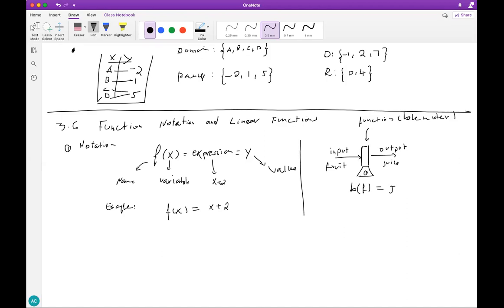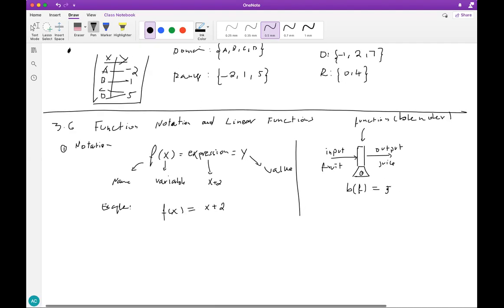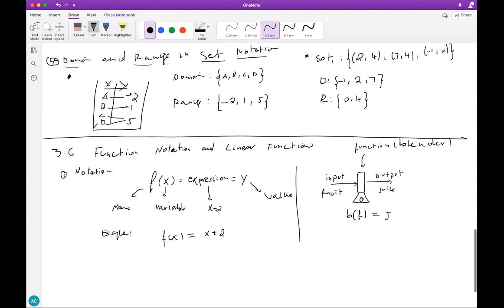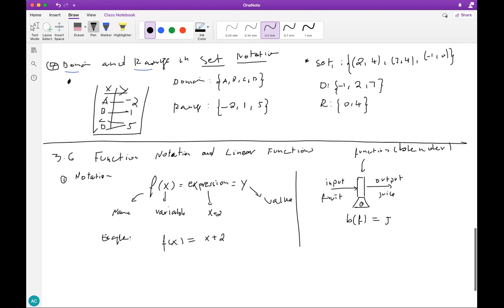So B for blender, F for fruit or the input, and as an output, we get J or the juice. That's how functions work. You plug in some X, you get some Y back. That's why last time we were talking about domain and range. This is what we input and this is what we get back. So this column is for the X or the input, and the other column is what we get back when we input this into that function.